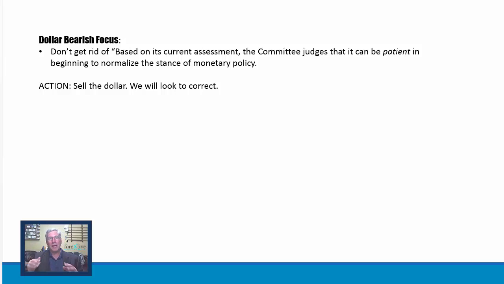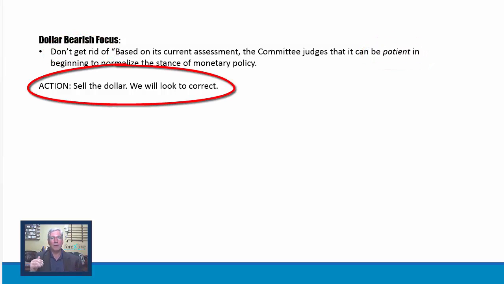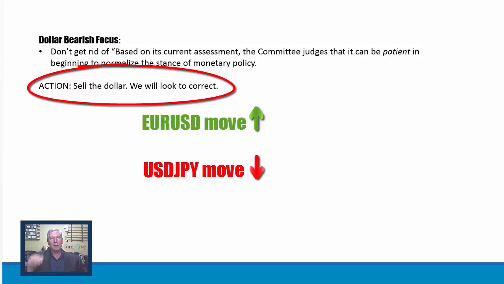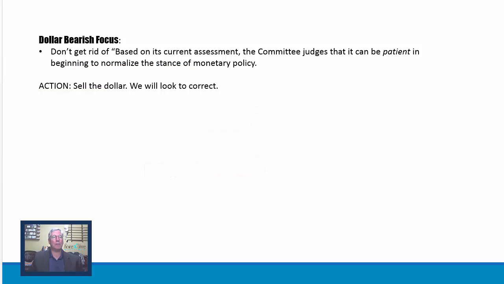So with that said, what would be the bearish dollar focus for the FOMC statement? That would occur if they don't get rid of the word patient. I think it's as simple as that. Keep the word patient in there, and that's going to lead to a lower dollar. Look for the dollar to sell off, the euro versus US dollar to move to the upside, the dollar yen to move to the downside. That is our bearish scenario, our bearish benchmark.